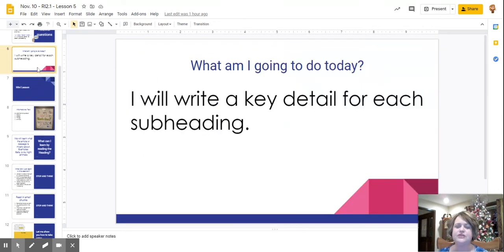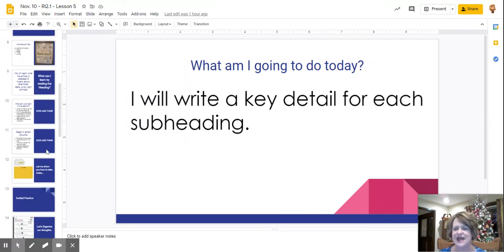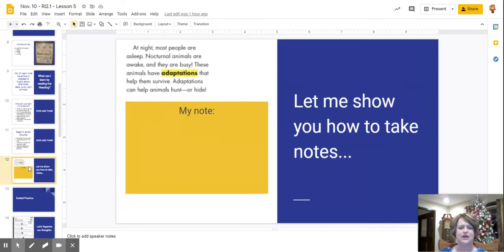Now, if we go back and look at our learning target, to be successful, we want to write a key detail for each subheading. So let's take a look at just practicing. What does that mean? What does writing a key detail mean?